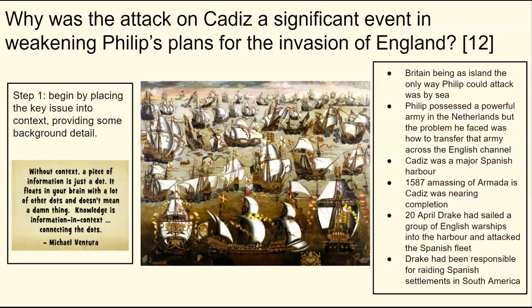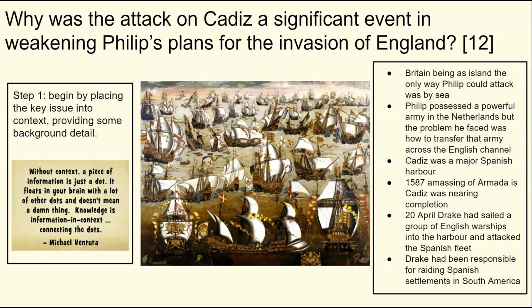So we're on to step 1, okay? So we want to begin by placing the key issue into context, and we want to provide some background detail. So Britain was an island. Let's start from the beginning. Britain's an island that has got tensions with Spain. Spain is Catholic, England is Protestant under Elizabeth.